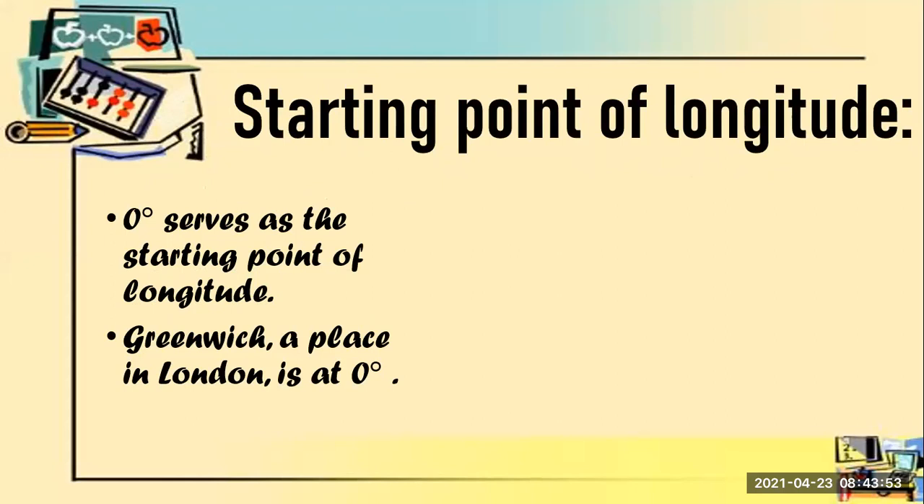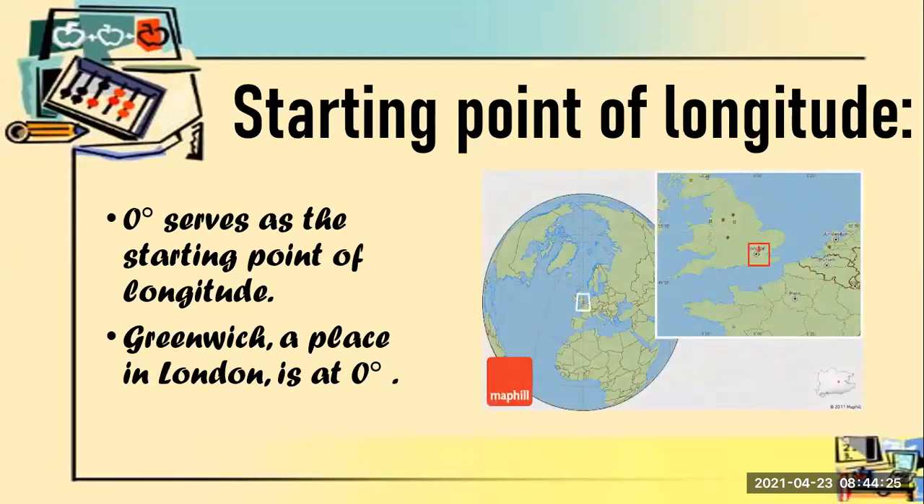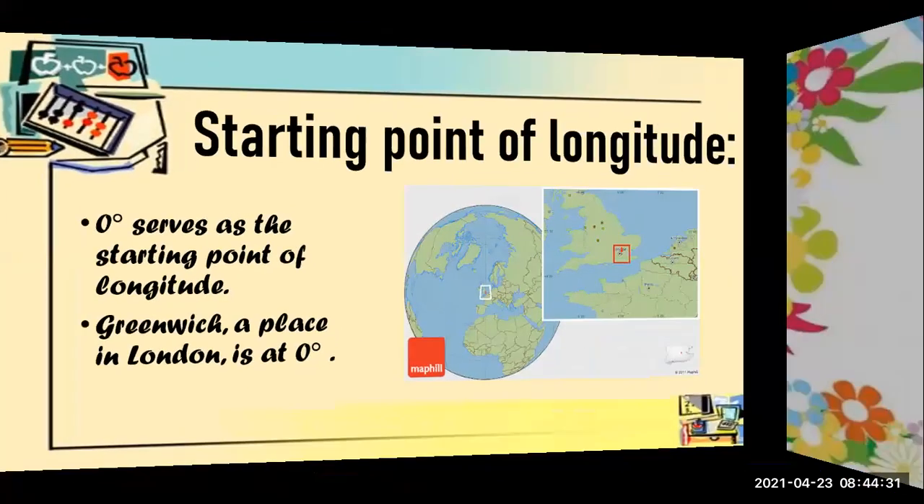So if I ask you, 0 degree is somewhere on the globe, and we know that on the globe there are locations, cities, towns, rivers, lakes. If I ask you to give me an example of a place which is on the prime meridian, or on 0 degree, tell me the name of the place, that would be Greenwich, because prime meridian and 0 degree is the same thing, right? So here is the location of Greenwich, that is a place in London.